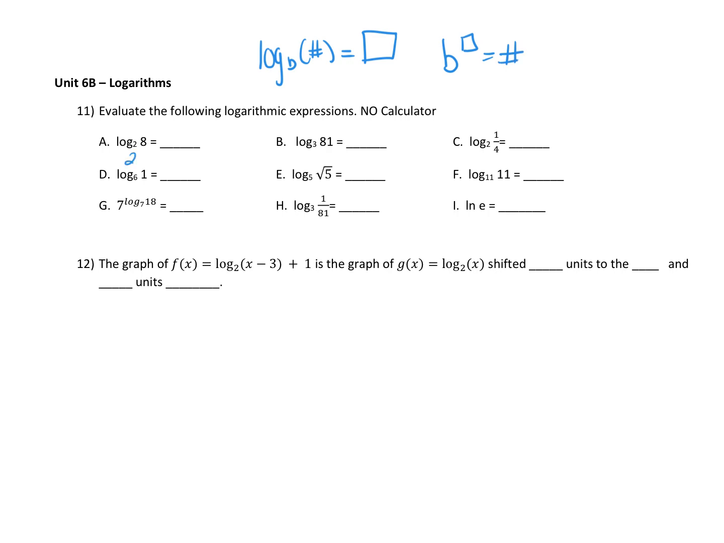So for example, this is 2 to what power equals 8? 2 to the third power equals 8. This is 3 to what power is 81? 3 to the fourth power is 81. 2 to what power is 1/4? Well, 2 to the second is 4, so 2 to the negative 2 would be 1/4. 6 to the 0 would be 1.